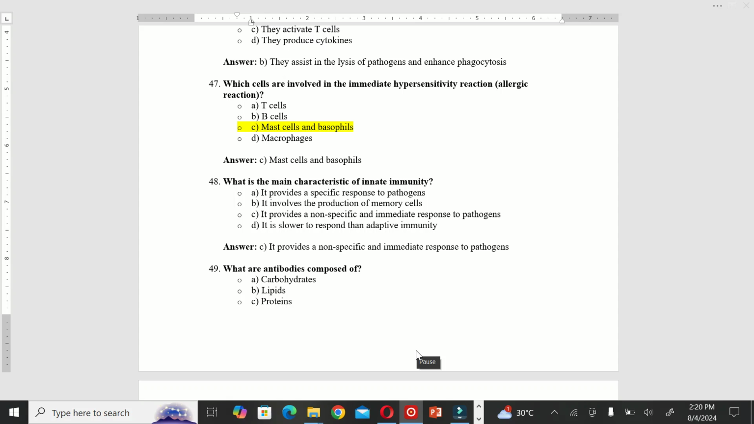The next MCQ is: what is the main characteristic of innate immunity? A. It provides a specific response to pathogens. B. It involves the production of memory cells. C. It provides a non-specific and immediate response to pathogens. And D. It is slower to respond than adaptive immunity. So the correct option is C, it provides a non-specific and immediate response to pathogens.